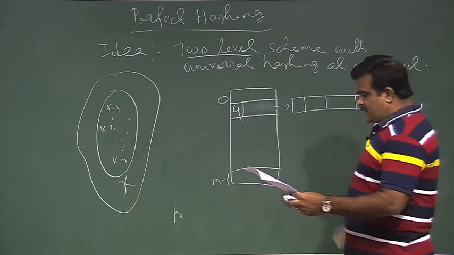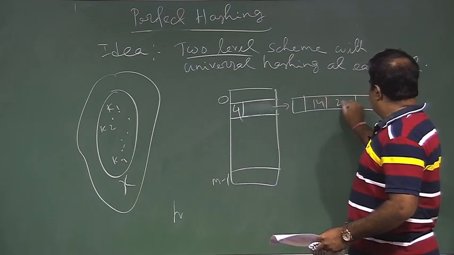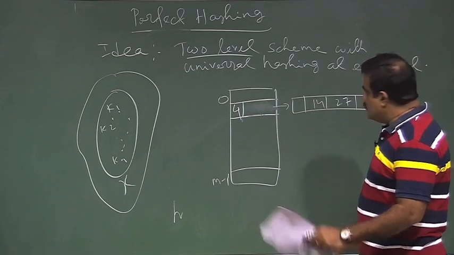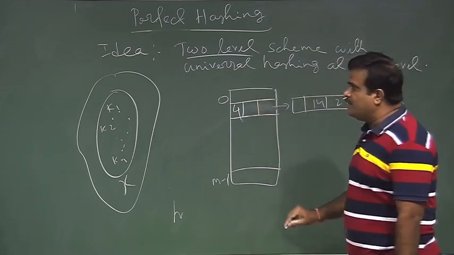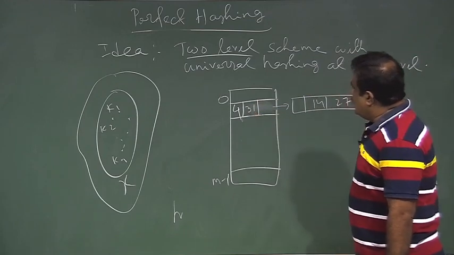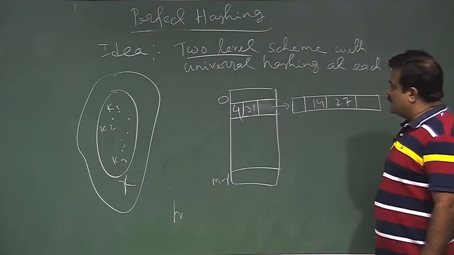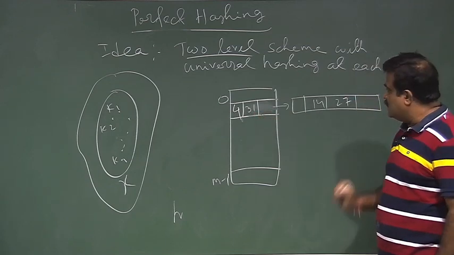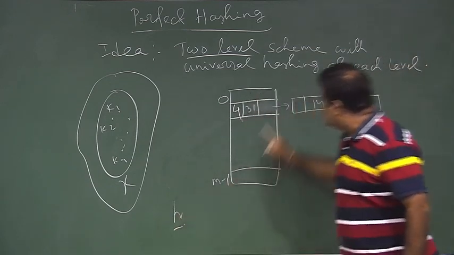Okay, so in the second level, say these are 14 and 27. So this is the second level, and we have to apply the second level hash function. Again, this is coming from universal hashing. So we have to choose a to have this hash function. So h_a is our hash function. This is the first level hashing and this is the second level hashing.